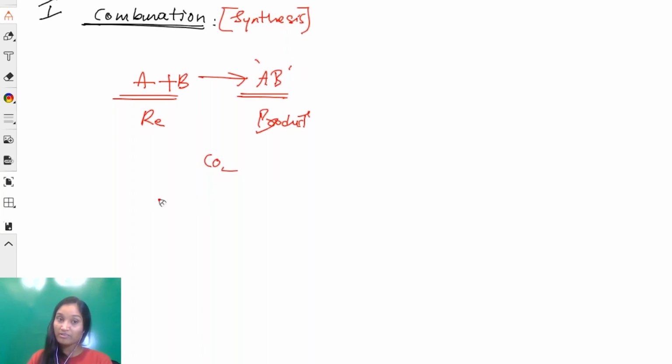And in the same way, we burn carbon also as a fuel. Carbon could be in the form of coal or charcoal, isn't it? We burn charcoal, correct? Why do we burn charcoal? Anyone? Why do we burn charcoal?